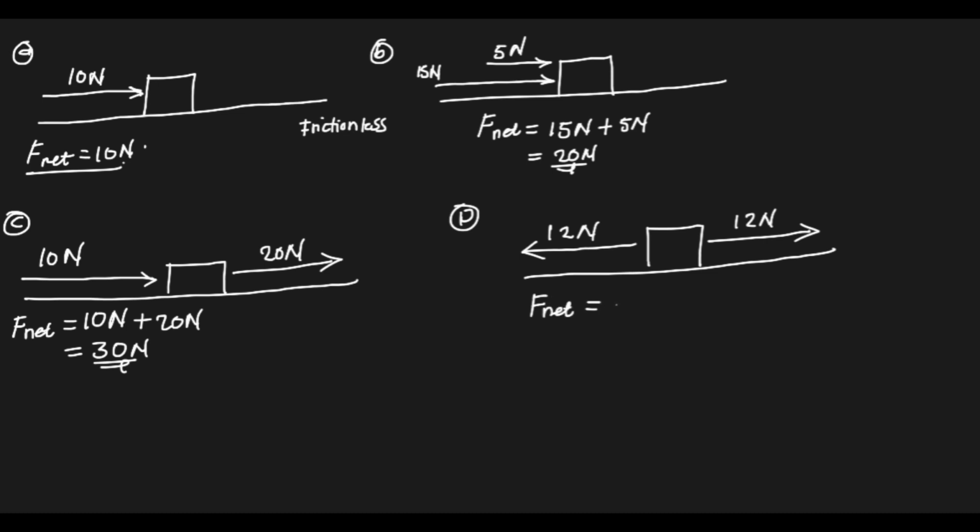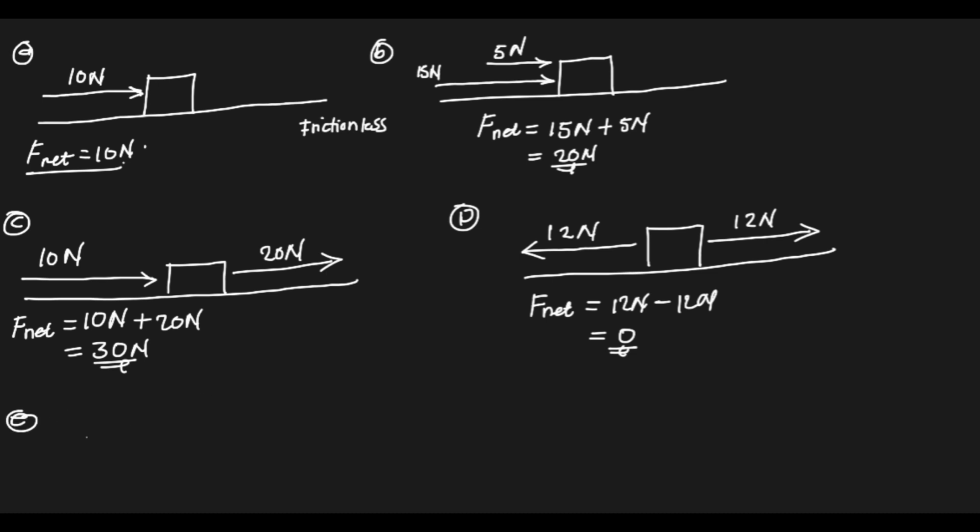Whenever we have two or more arrows, as long as they are pointing in different directions, to find the value we need to subtract. So here we are going to have 12 newtons minus 12 newtons. So we can see that here we are going to have 0. Nothing will happen because the two forces will cancel each other.